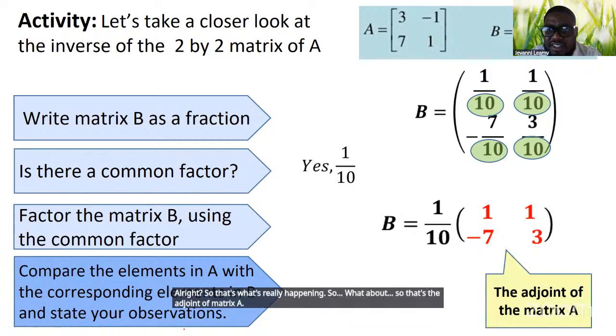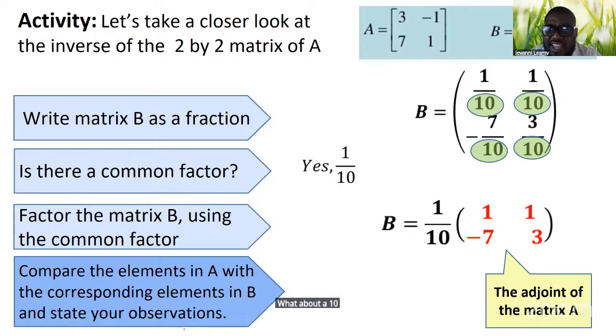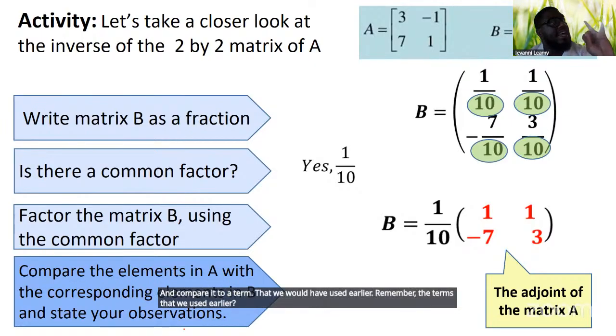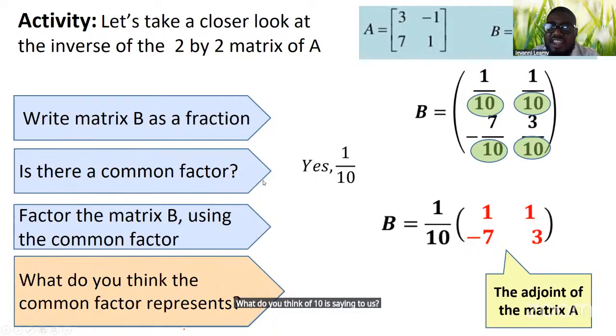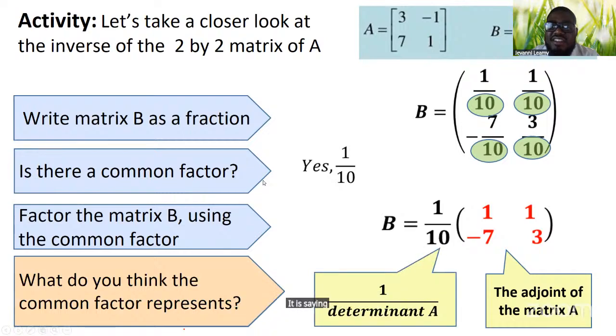What about the 10? Look at the 10 that you have in the denominator and compare it to a term that we would have used earlier. Remember the terms that we used earlier? Determinant and adjoint that we found. So if this is the adjoint, what do you think the 10 is saying to us? It is saying that it is the determinant of matrix A, of course.